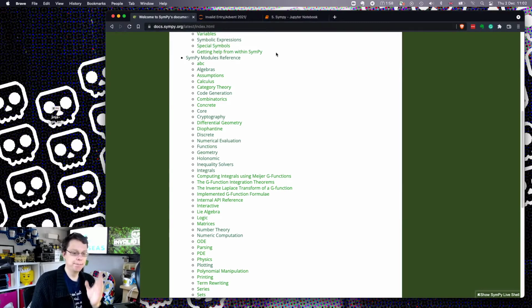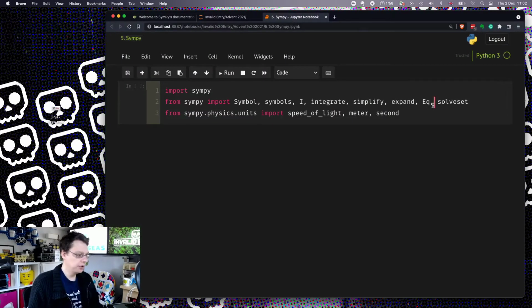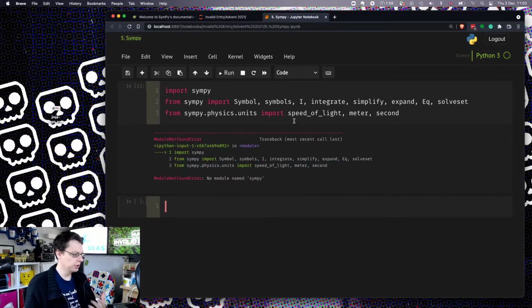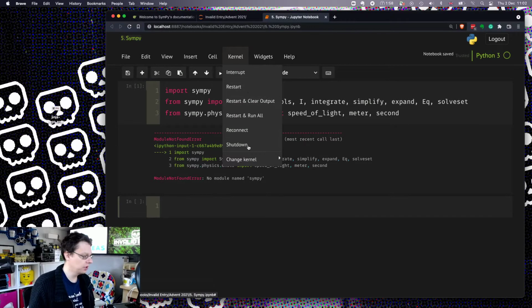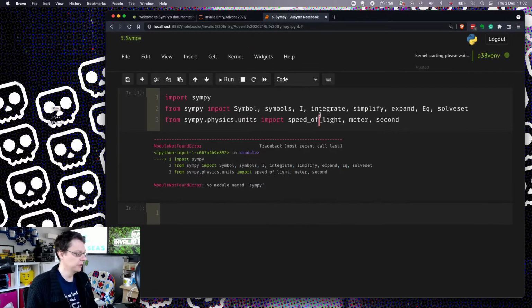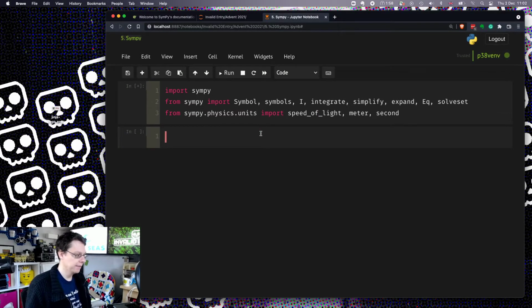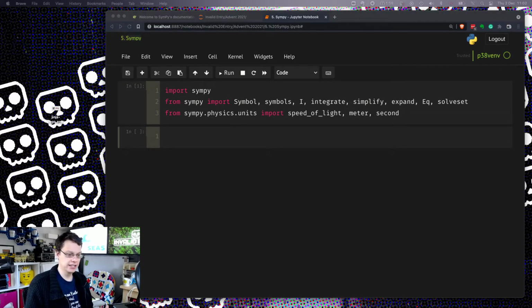It is for symbolic calculations. Don't worry about what I'm importing up here. I'm just going to import a whole bunch of stuff, and I've started the wrong kernel, so I'm just going to change my kernel to the right kernel and run that again, and it'll import nicely. It isn't the fastest thing in the world. If you're doing one-off calculations, it's fantastic. Doing more complex things is a bit weird.